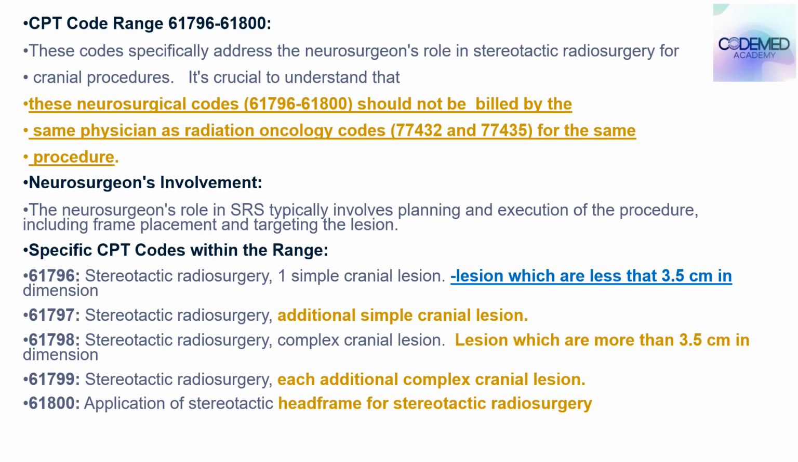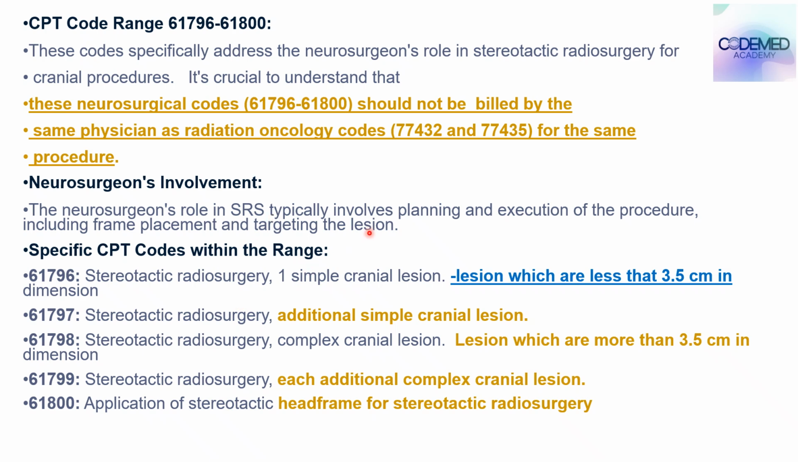So if you see this code range, this specifically addresses the neurosurgeon's role in stereotactic radiosurgery for the cranial procedure. And it is important for you to understand that these are the codes for the neurosurgeons, and these are the codes for the radiation oncologists, which basically do the physics and dosimetry, treatment delivery and management. So they are for the radiation oncology code.